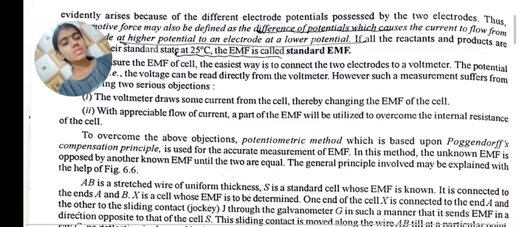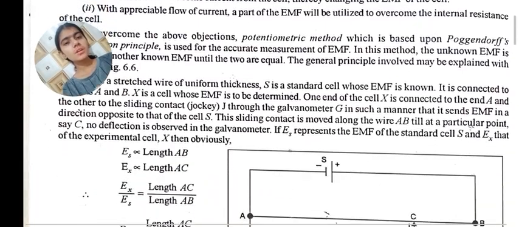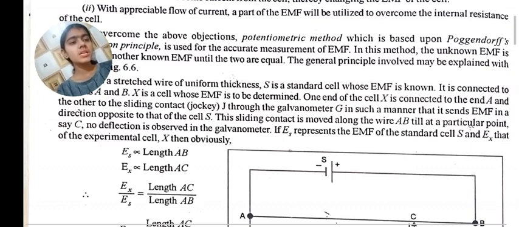One end of the cell X is connected to the end A, and the other to the sliding contact jockey J through the galvanometer G, in such a manner that it sends EMF in a direction opposite to that of the cell S. The sliding contact is moved along the wire AB till at a particular point, say C, no deflection is observed in the galvanometer.